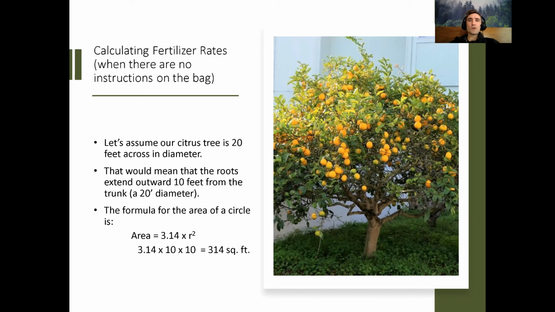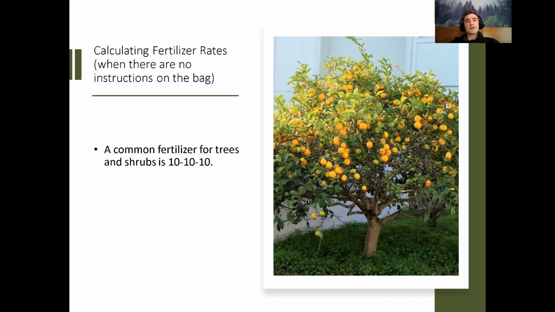We do 3.14 times the radius, which is 10 feet. But it's the radius squared, so it's 10 times 10. 3.14 times 10 times 10. That gives you the amount of square footage under your tree, 314 square feet. Citrus trees require about 2 pounds of actual nitrogen per 1,000 square feet of area.